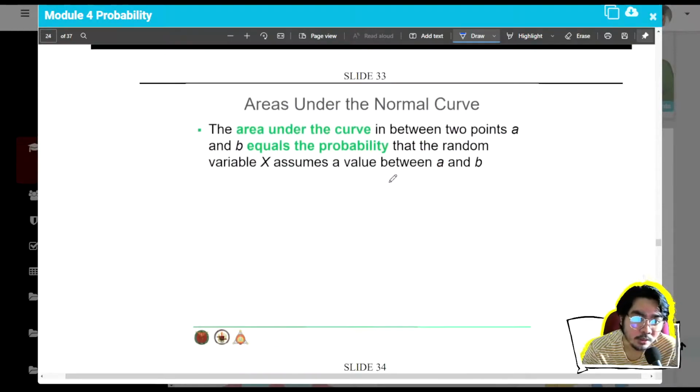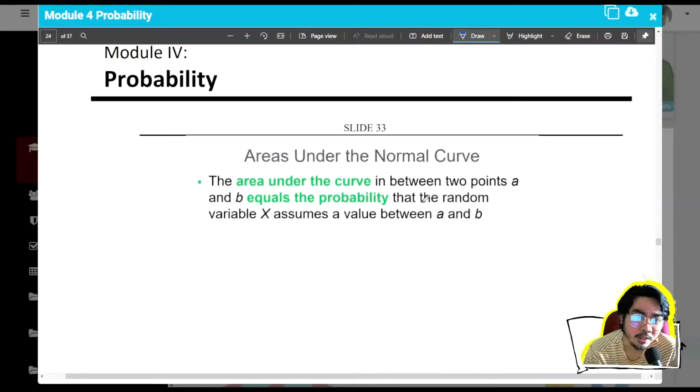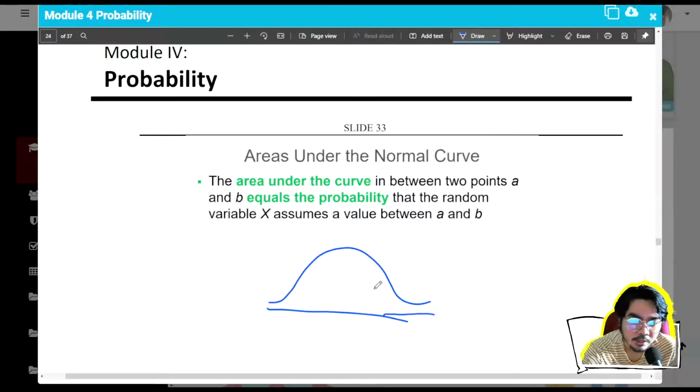Right? So the area under the normal curve again is a probability, no? So if you have, for example, a normal curve, and let's just assume 2 points, no? So for example, this is your normal curve right here. Tapos you have point A and point B.